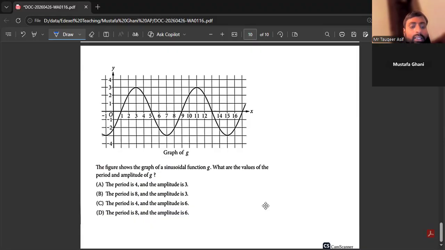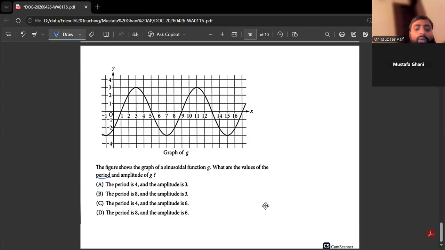Okay, so yes, the figure shows the graph of a sinusoidal function. What are the values of the period and amplitude of g? So amplitude, yes, period is always determined from the horizontal axis. Yes, sir. Okay.